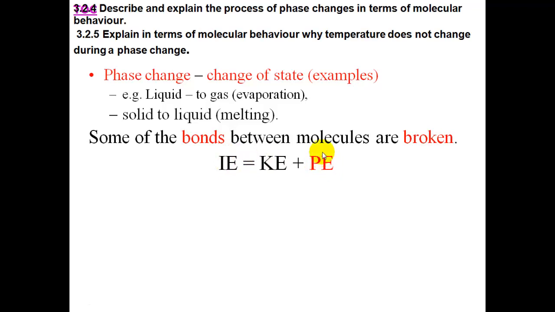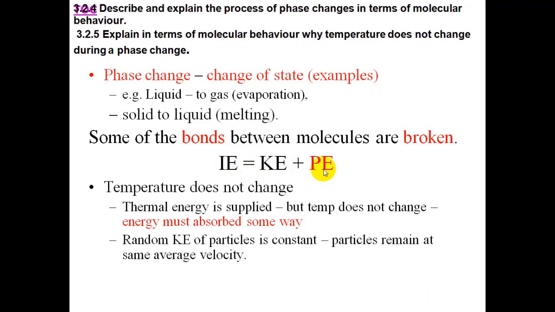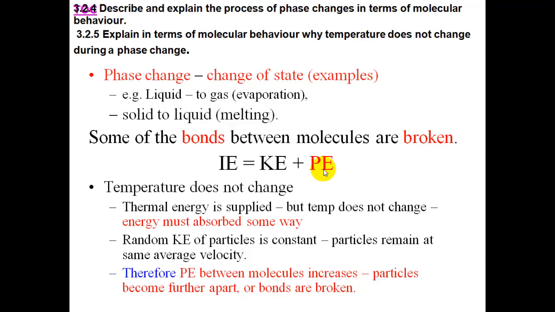The temperature does not change. Why does the temperature not change? We are supplying thermal energy to the ice or to the water, but the temperature does not change. The energy is being absorbed in some other way. So the rise in internal energy is not going into kinetic energy, it's going into the potential energy instead. And it means that the temperature will be constant. The average kinetic energy of the particles will be constant. Therefore, the potential energy between the molecules increases as the particles become further apart and the bonds are broken.